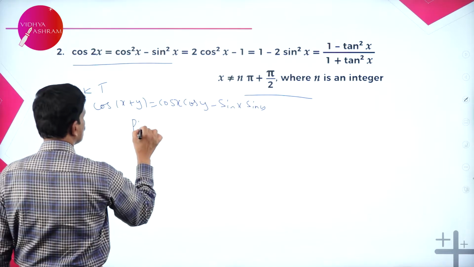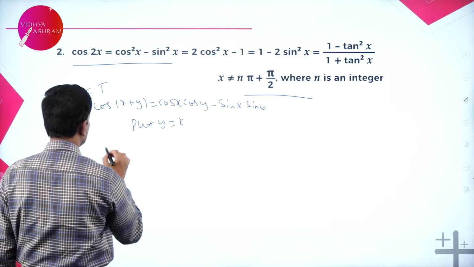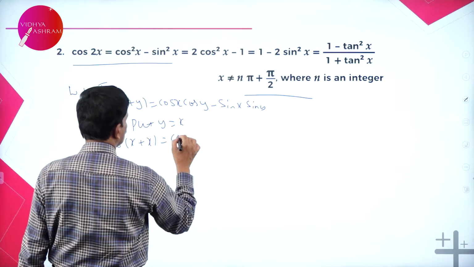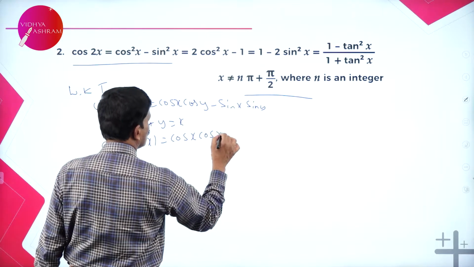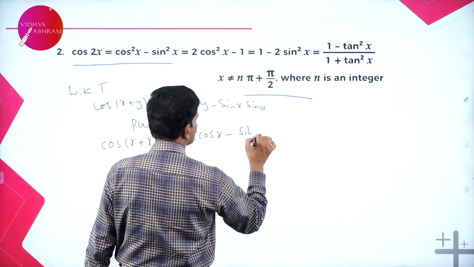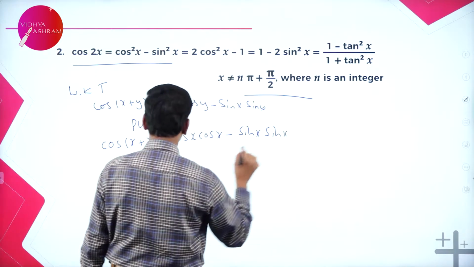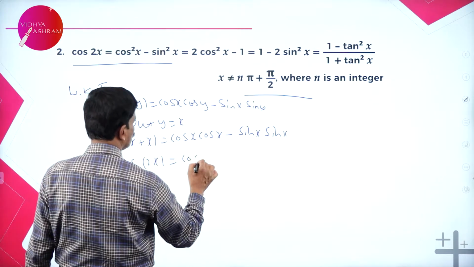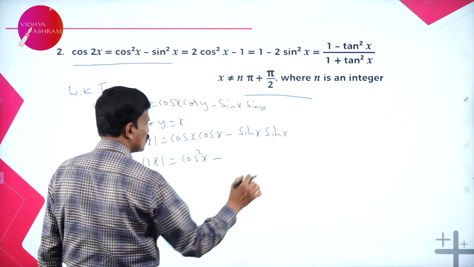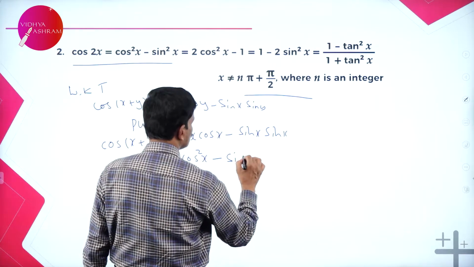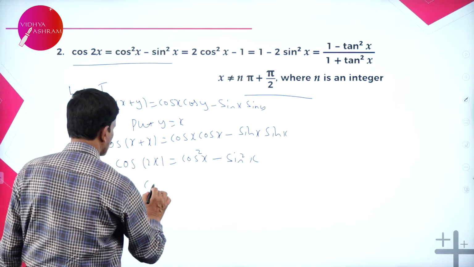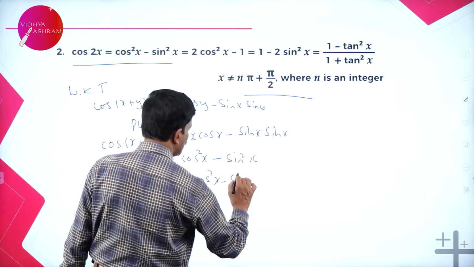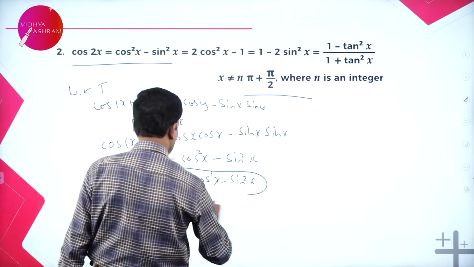Now put y is equal to x. If y is replaced by x, we will get cos of x plus x is equal to cos x into cos x minus sin x into sin x. So this is equal to cos of x plus x is 2x. Cos 2x is equal to cos x into cos x is cos square x, minus sin x into sin x is sin square x. So therefore we can write cos 2x is equal to cos square x minus sin square x. That is the first part.